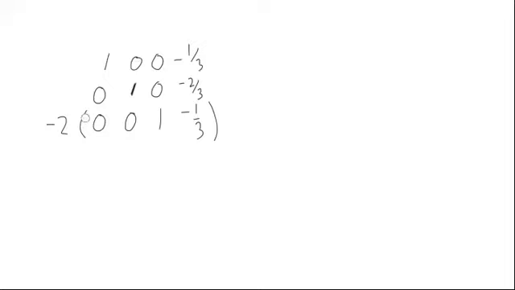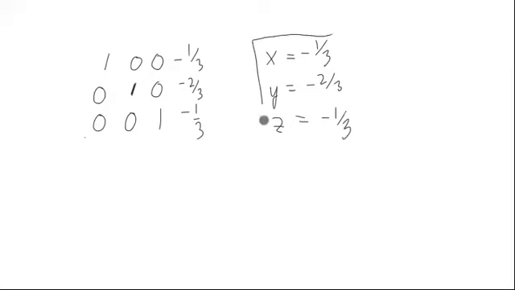So what we get is we get our solutions right here. This first equation translates as x equals negative a third. The next one, y is equal to negative 2/3. And the last one, z is equal to negative 1/3. Here are our solutions, and we have just solved the system of equations.